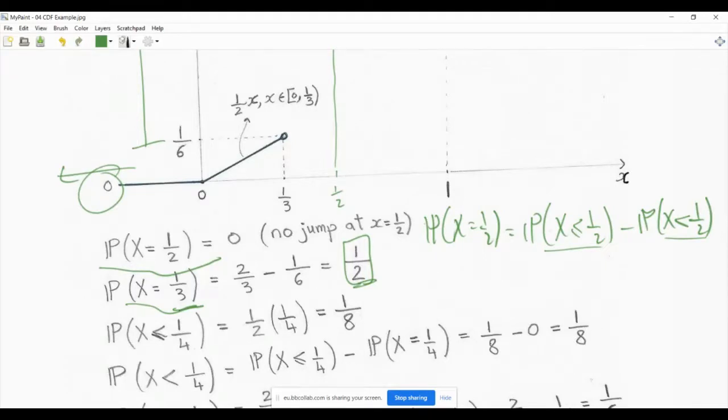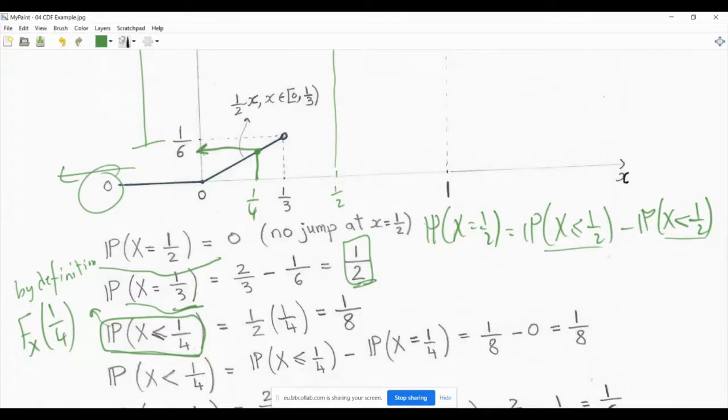Okay. Now, what is the probability that x is less than or equal to 1 over 4? By definition, this is the CDF evaluated at 1 over 4, right? By definition, the CDF gives you the probability that big X is less than or equal to some given number. So you can just read it from the graph. You go to 1/4, you hit the CDF curve and read the value. Or you can substitute in the function, and you will find that this function is a line with slope 1/2, so the probability that x is less than or equal to 1 over 4 is 1/2 times 1 over 4, which gives you 1 over 8.